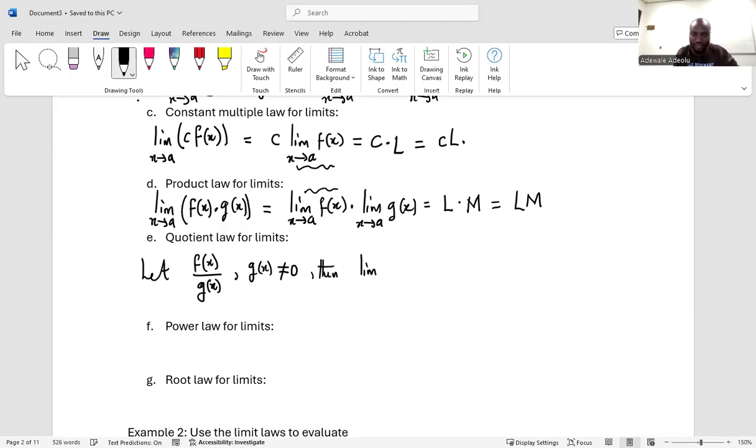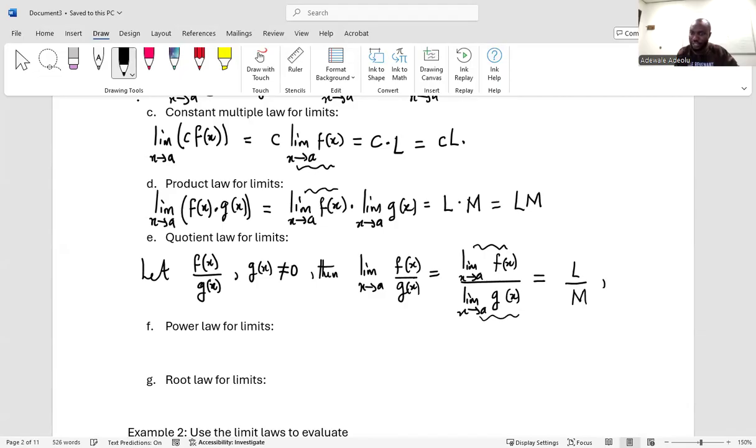Then if I take the limit as x goes to a of f of x over g of x, the law says I can write it as the limit as x goes to a of f of x divided by the limit as x goes to a of g of x, right? And remember, this is L and this is M. So again, my M cannot be zero. So that is the quotient law for limits.